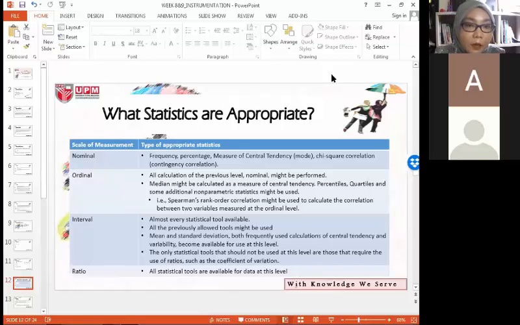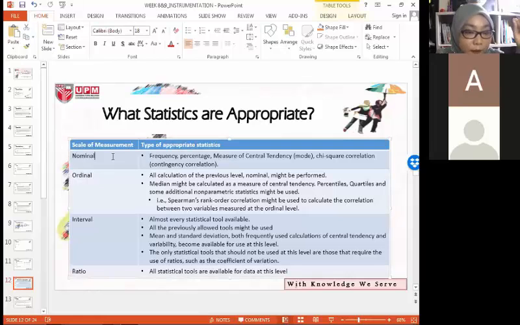Okay, so based on the scale of measurement that we have just now, it will determine the statistical analysis appropriate for that particular variable with that scale of measurement. If let's say you have variable with nominal scale of measurement, for example, in your demographic section. Most of the time, those who do the quantitative, you will have the nominal variable under your demographic section. So for example, you want to include gender in your demographic section.